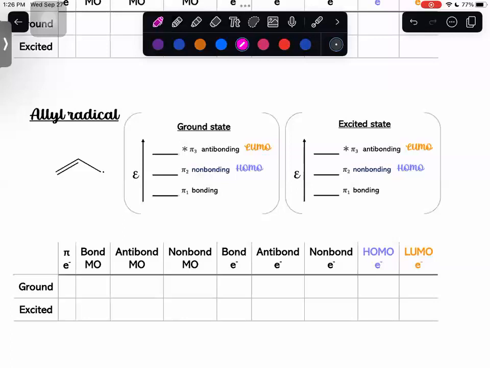Okay, everyone. So, how do we feel about our energy diagrams? Pretty good? Okay.